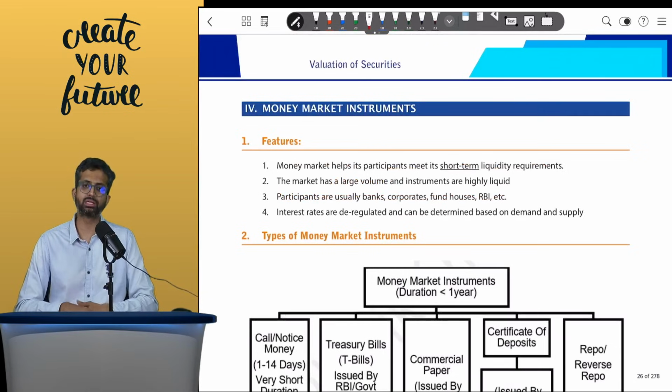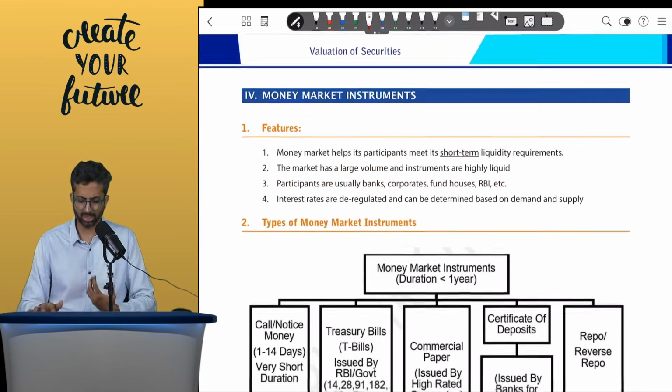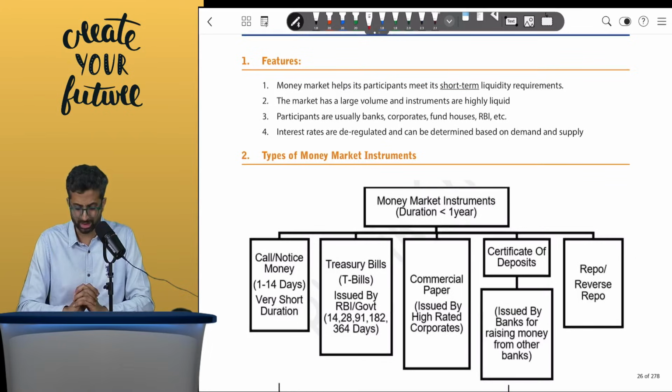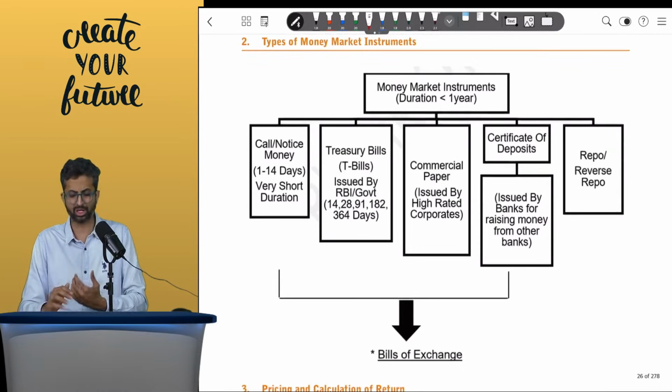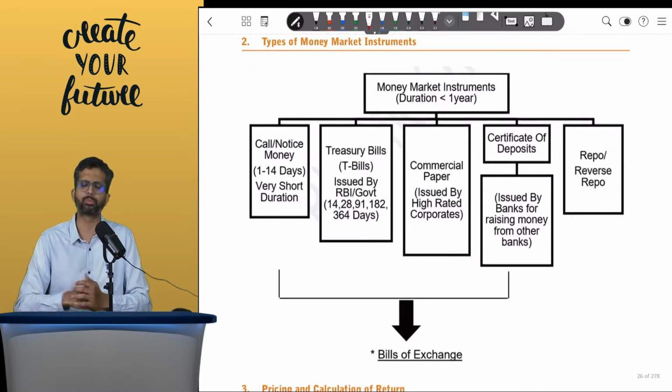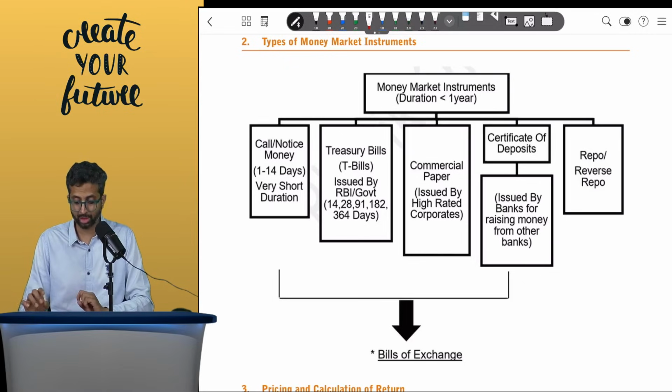And lastly, over here there is money market instruments. In money market instruments, these are typically short term instruments, can be call or notice money, which is a very short term money. Then you have treasury bills, which is issued by the government, maximum up to a 364-day tenure. Commercial paper issued by corporates. Certificate of deposits issued by bank. And then there is repo and reverse repo.